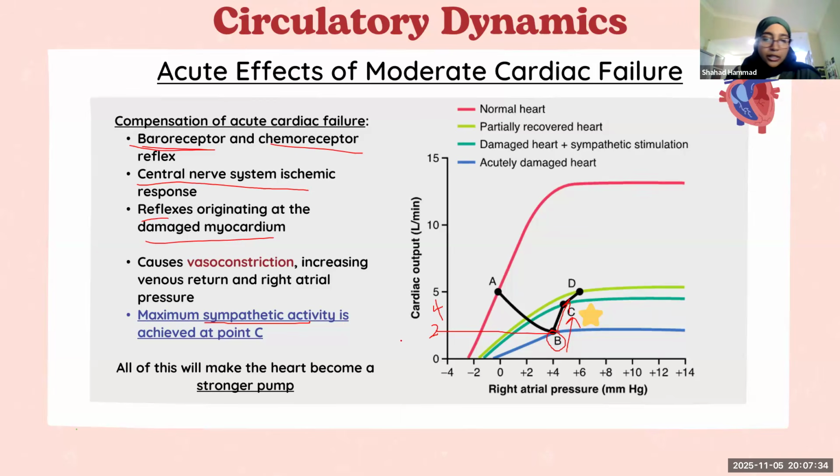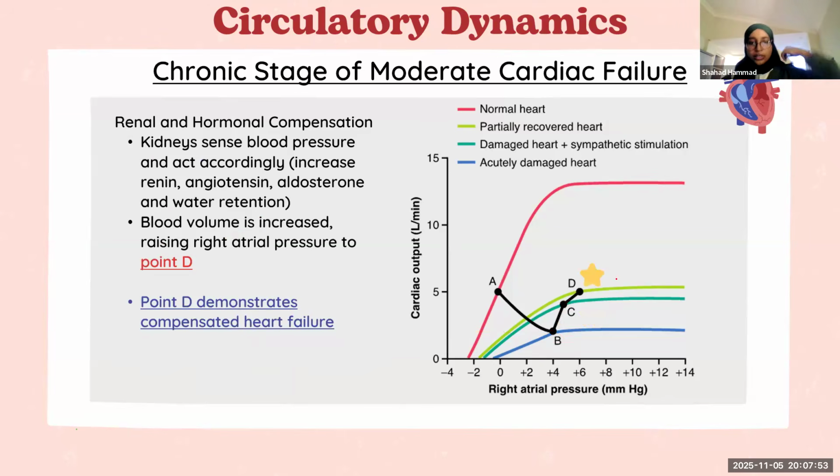Now, like we said, we started from point A, which was the acutely damaged heart, which goes down to point B, which is the damage, and then this activates the sympathetic activity. All of this sympathetic stimulation will make the heart a stronger pump. What happens after this? We move from acute to chronic. Now, the sympathetic was the first step, but that's not enough to bring the heart back to its working state.